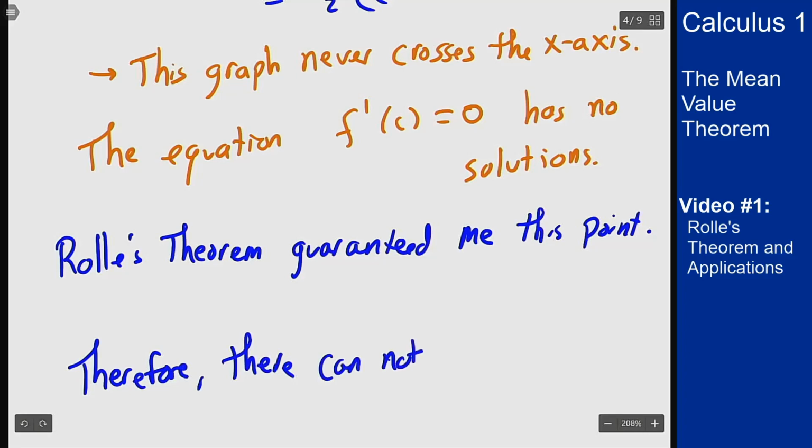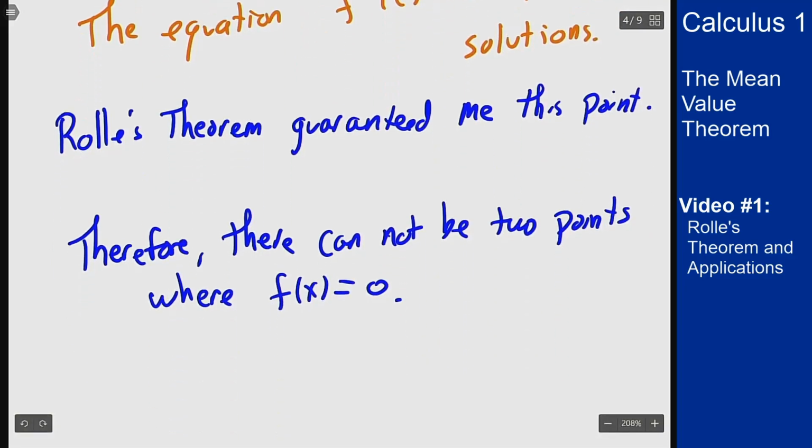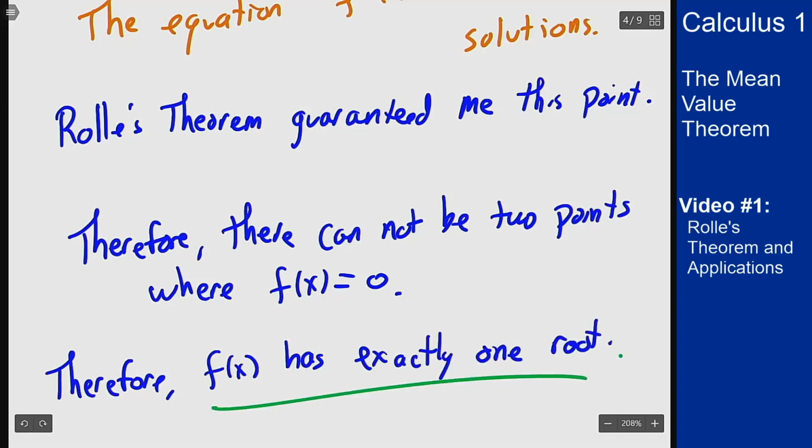There cannot be 2 points where f of x equals 0. We know there has to be one, and there can't be two. Therefore, there must be exactly one. So therefore, f of x has exactly one. It has to have at least one by the IVT, it can't have two by Rolle's theorem. Therefore, this is exactly one root, which is what I wanted to show for this problem.